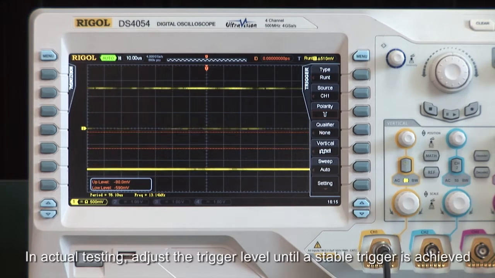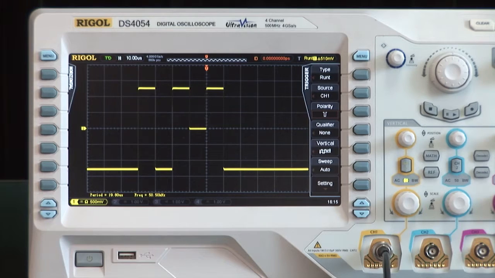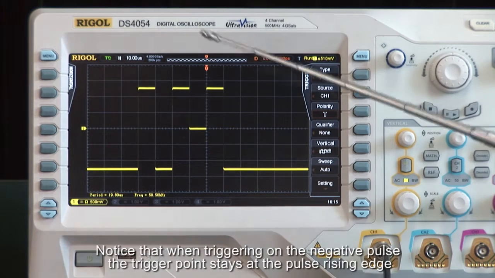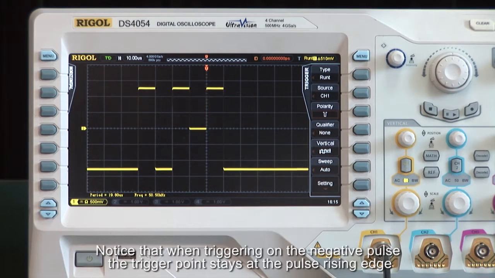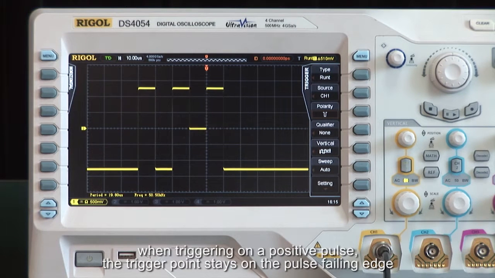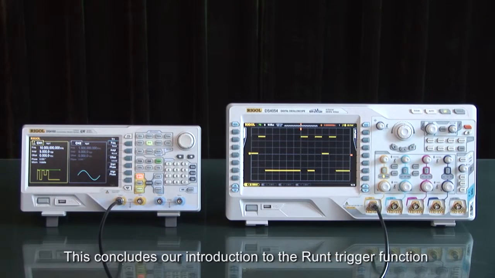In actual testing, adjust the trigger level until a stable trigger is achieved. Notice that when triggering on the negative pulse, the trigger point stays at the pulse rising edge. When triggering on a positive pulse, the trigger point stays at the pulse falling edge. This concludes our introduction to the Runt trigger function.